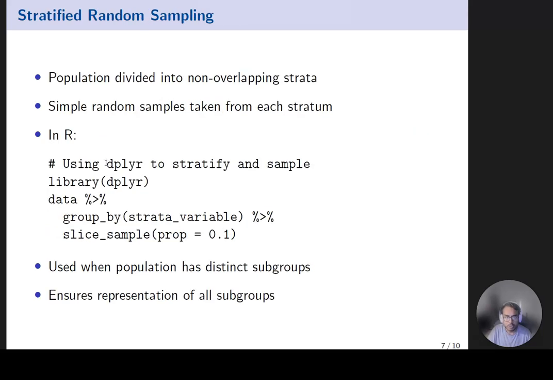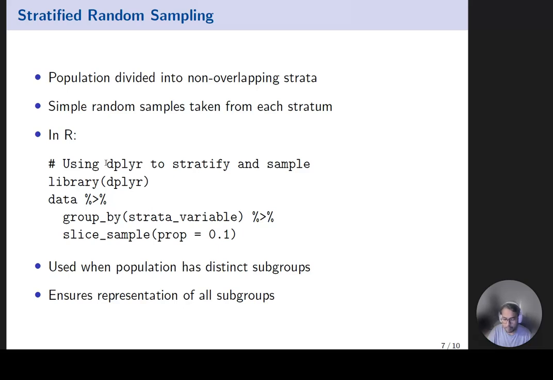And that brings us to the next one, which is stratified random sampling. This method is particularly useful when the population has distinct subgroups. In this approach, we first divide up our population into non-overlapping groups. We call these groups strata. These strata are based on characteristics that are important for the study.